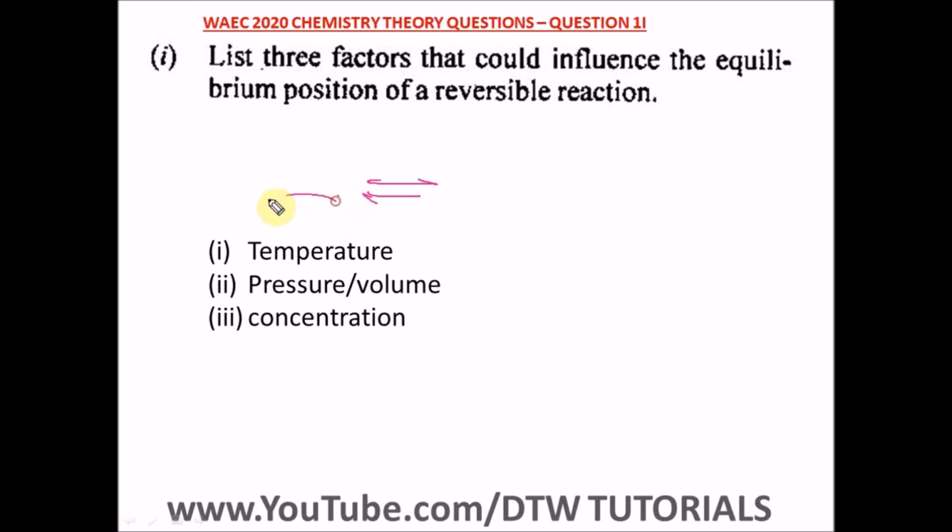So these factors could be temperature; increasing or decreasing the temperature could favor the forward or backward reaction. Increasing or decreasing the pressure and volume, as well as the concentration of the reactant. So these three factors could influence the equilibrium position of the reversible reaction, either forward or backward. So temperature, pressure or volume, then concentration. These influence the equilibrium position of a reversible reaction.